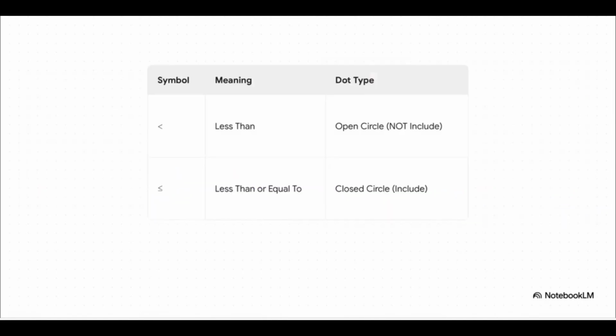So really, it all boils down to this. No line underneath the symbol, you use an open circle. That number is not included. If it has that little or equal to line, you use a closed filled-in circle. The number is included. That's the core rule, right there.